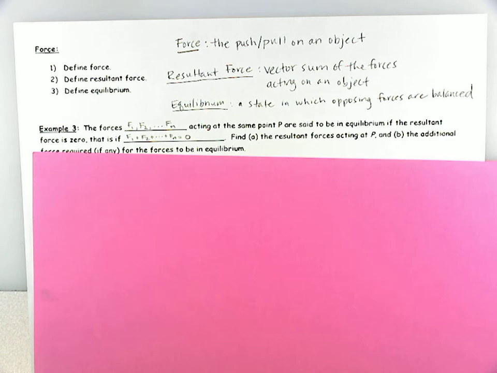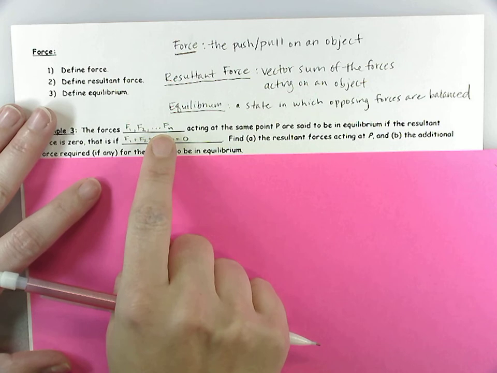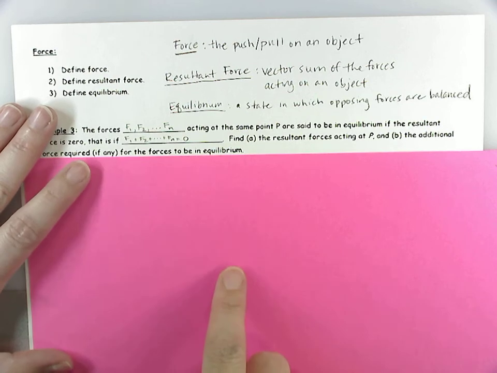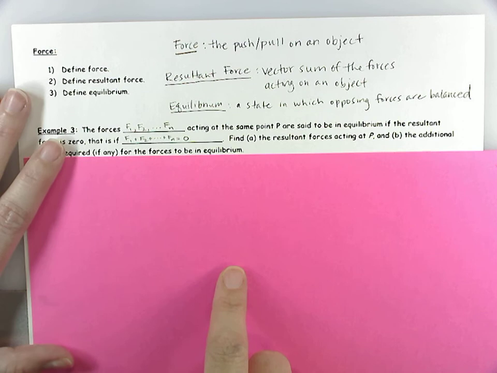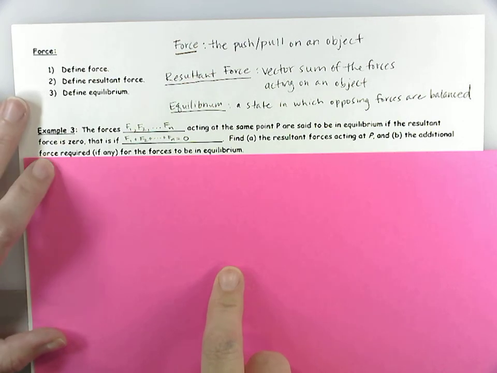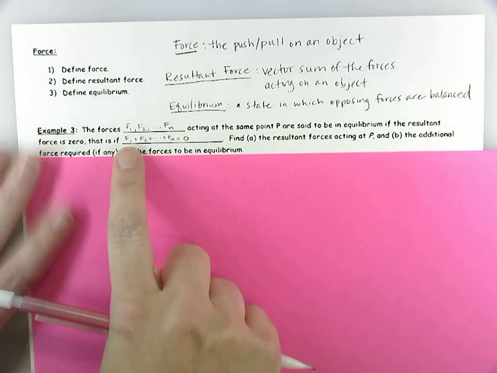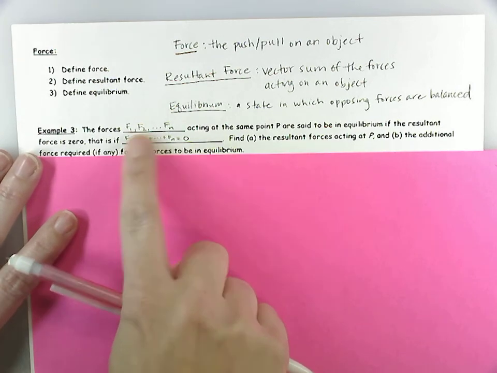Okay, so for example 3, it says the forces F sub 1, F sub 2, all the way up to F sub n are acting at the same point P. Those are said to be in equilibrium if the resultant force is 0. And what that means is if F sub 1, F sub 2, all the way up to F sub n, the sum of all of those is 0.